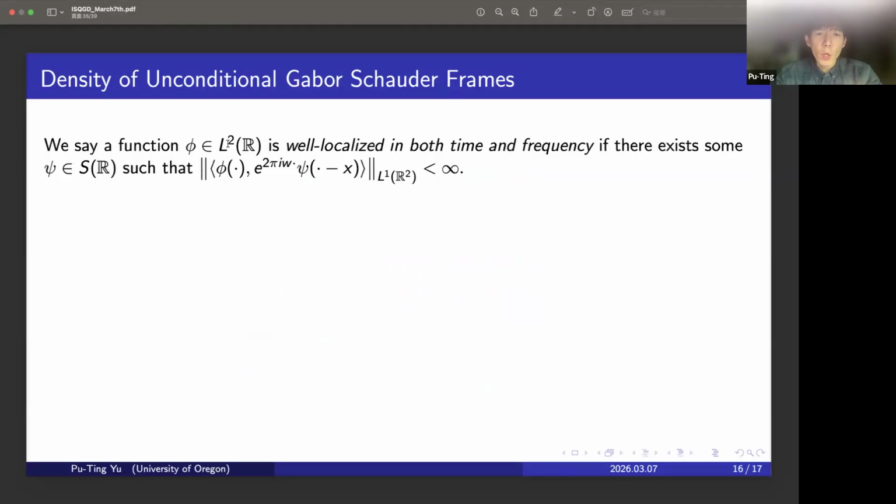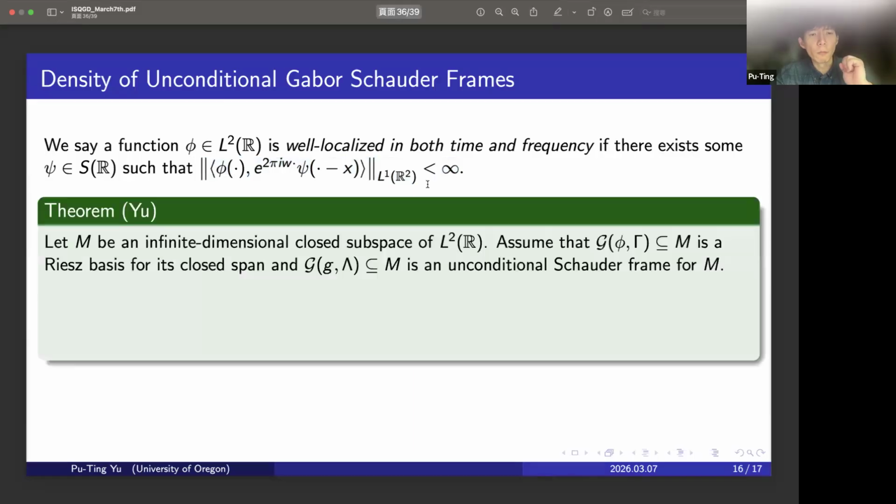But we need the generator to be nice enough. So here we say a function in L2(R) is well localized in both time and frequency if there exists some psi in the Schwartz class such that this norm here is finite. Okay, so now I can present my final result.